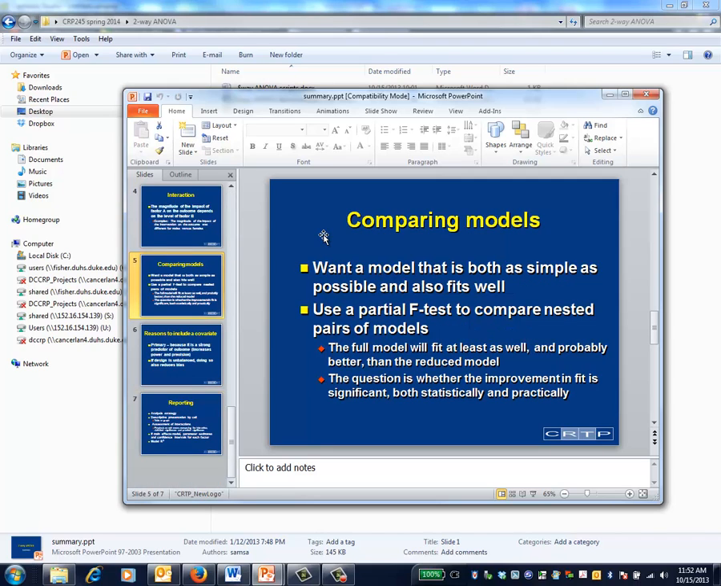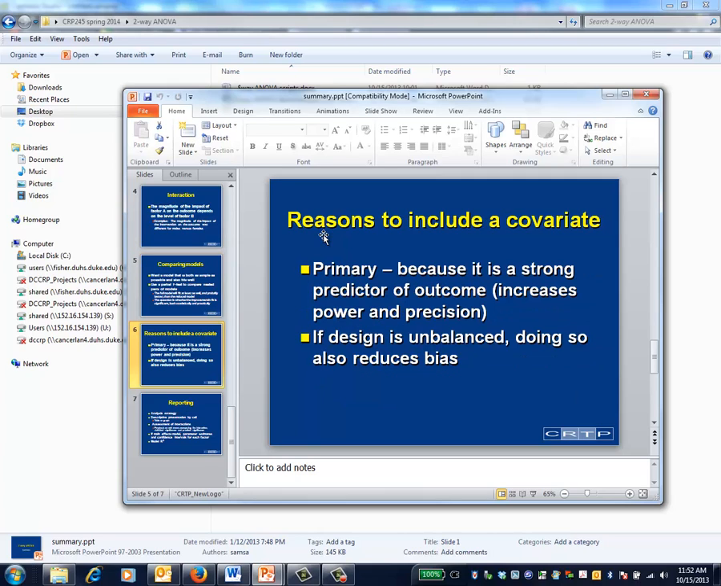As will be the case throughout this course, the model that you ultimately select should follow the principle of parsimony. That is, it should be as simple as possible, so long as it fits the data sufficiently well. Models are compared using partial F-tests.